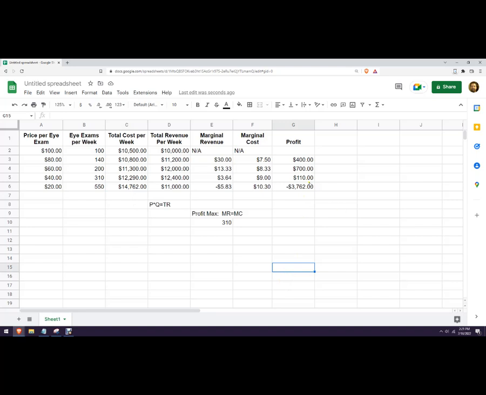So here in this case with this different cost column, we're going to produce 200 eye exams and we're going to charge 60. Okay, so with that different cost, we're going to have a different profit maximizing quantity. Okay, so that's how to set up a spreadsheet like this and in a monopolistically competitive environment solve for profit maximizing quantity.